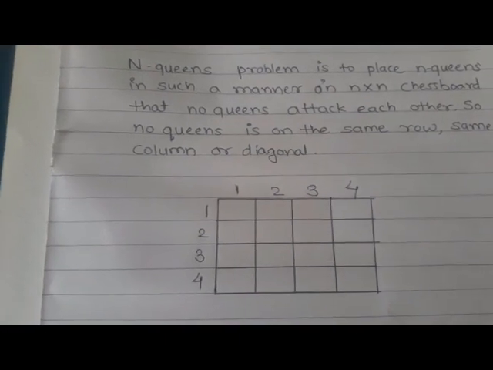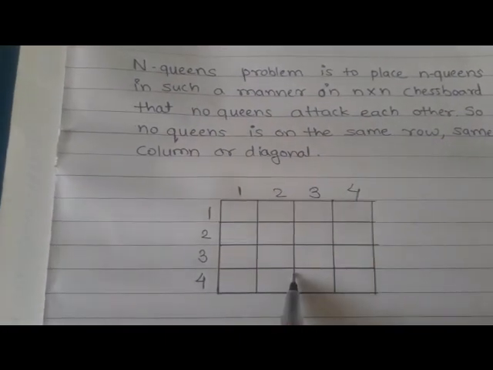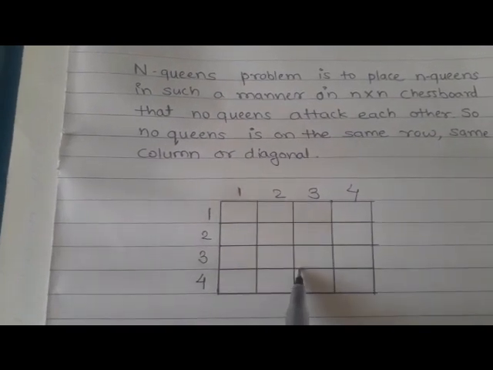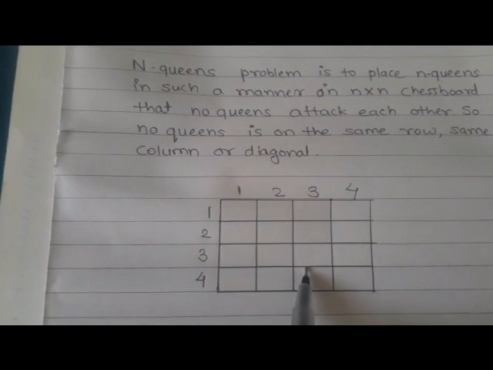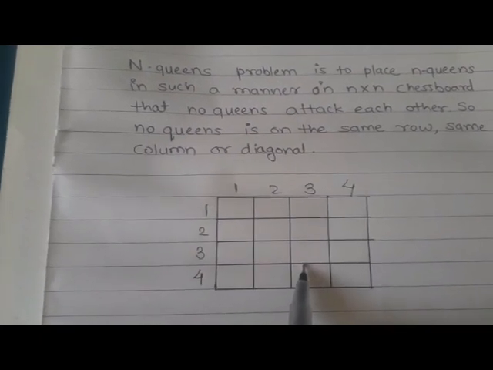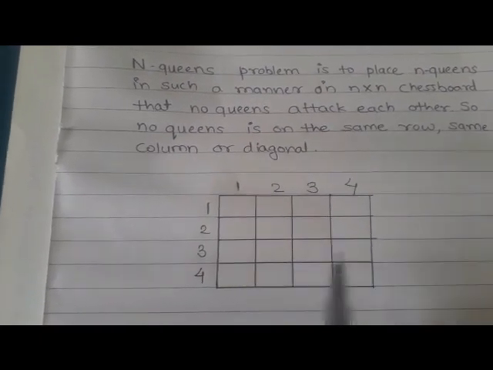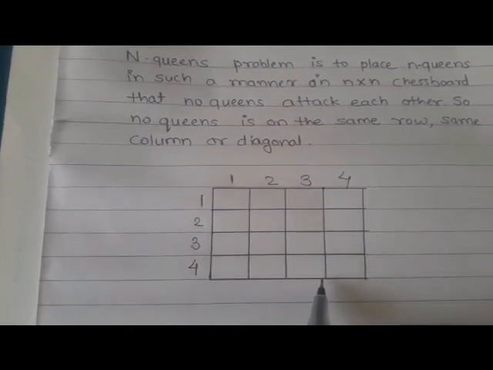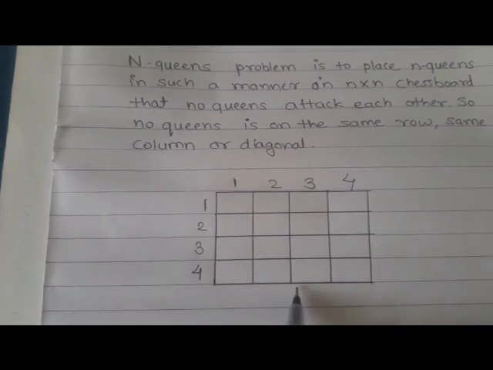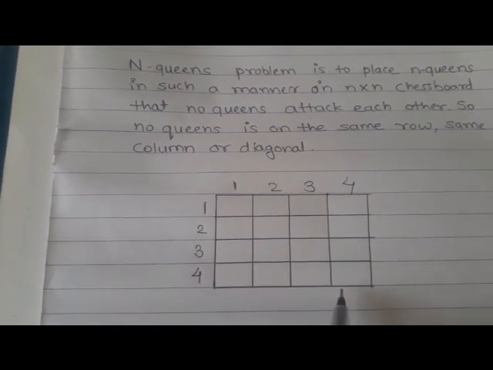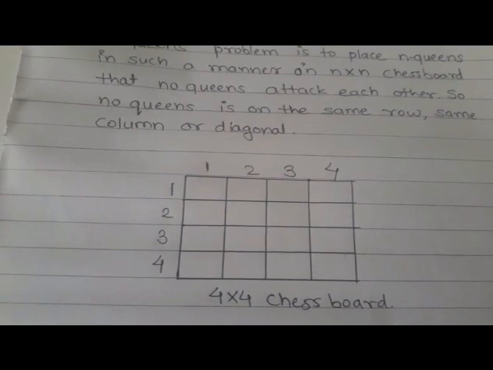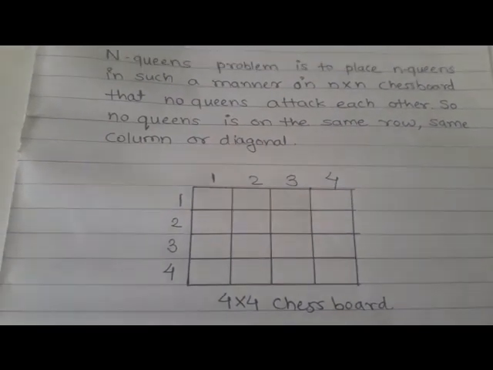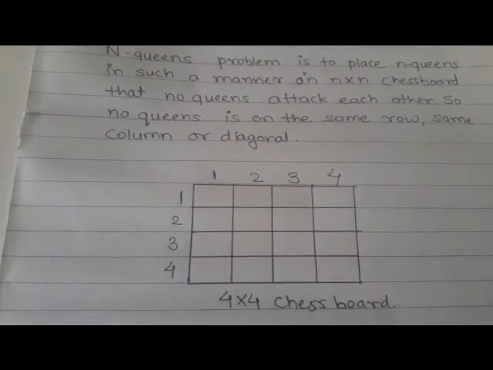Now, in this 4 by 4 chessboard, we have to place the 4 queens in such a way that no 2 queens attack each other. In this condition, each queen must be placed on a different row and on a different column. Now let's see how we will put these 4 queens into this 4 by 4 chessboard.